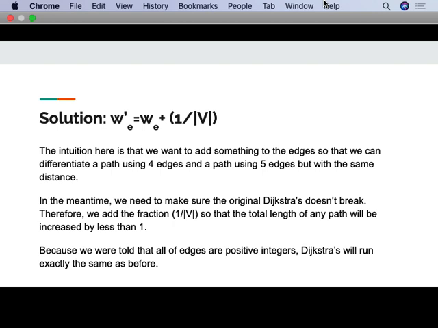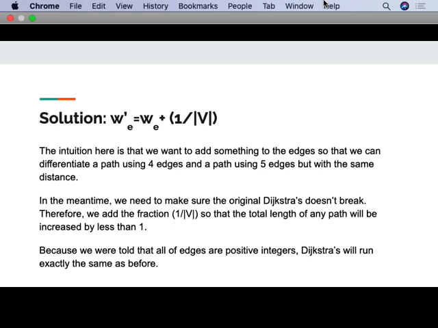So the idea is that we can have this w prime sub e as the original weight plus the additional weight such that it's 1 over v, the number of vertices. And for the reason I explained before, for any path, it could not be longer than v minus 1 edges, so that when you sum it up, it's not going to exceed 1. So that guarantees that the order of these paths is not going to change in terms of how low their costs are.